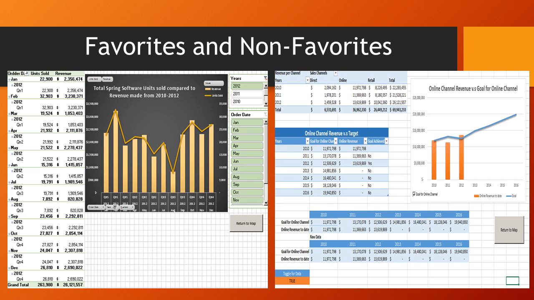Some of my favorite things about this whole process, other than interviewing my interviewees, was the fact that I was able to create this whole dashboard. I was able, on your left, to create a pivot chart where I could analyze every different year. I could also analyze different months of exactly what units were sold and how much revenue was made. On the right, what was not one of my favorite things to do was just how tedious some of the data was to create different charts.